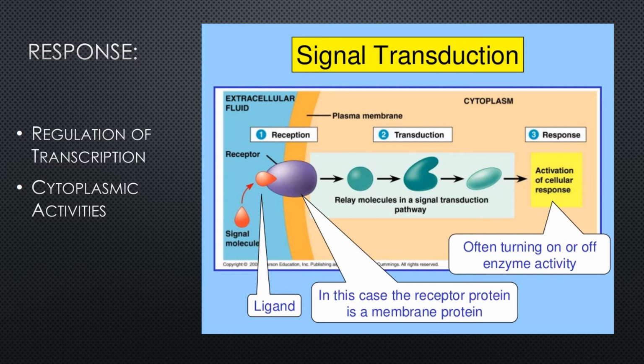The other thing is various cytoplasmic activities. So for instance, if we have an enzyme that's active, it may be that our signaling pathway leads to the last protein being an enzyme inhibitor, for instance, and that would stop the activity of that particular enzyme. So our response is generally a regulation of transcription or a change in cytoplasmic activity.